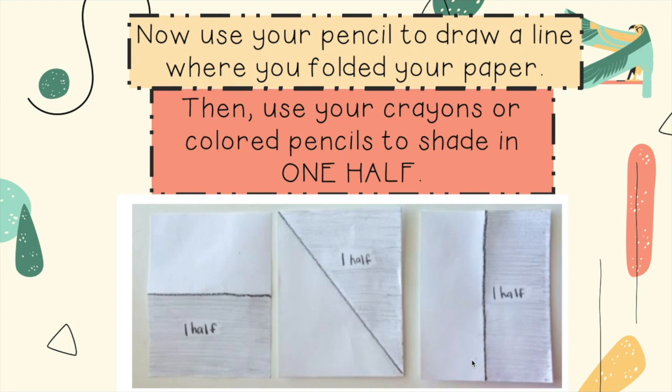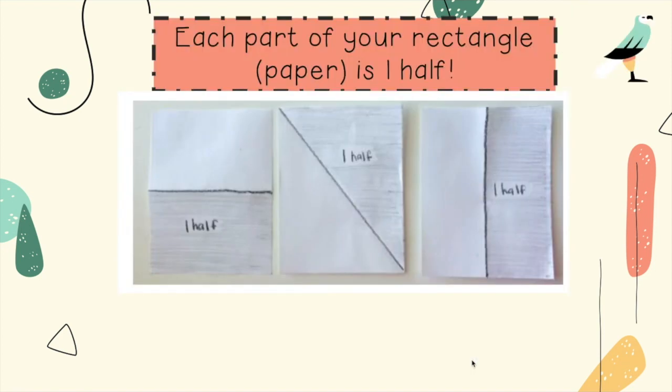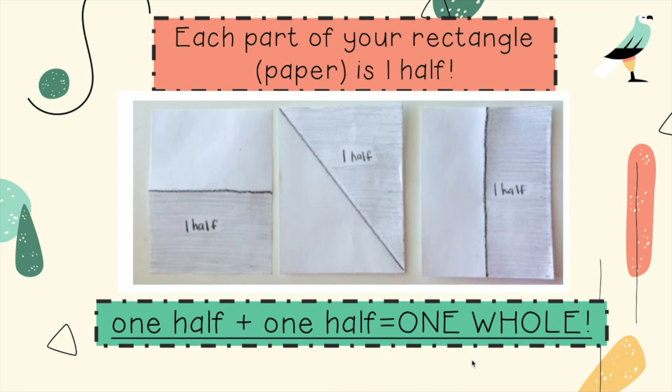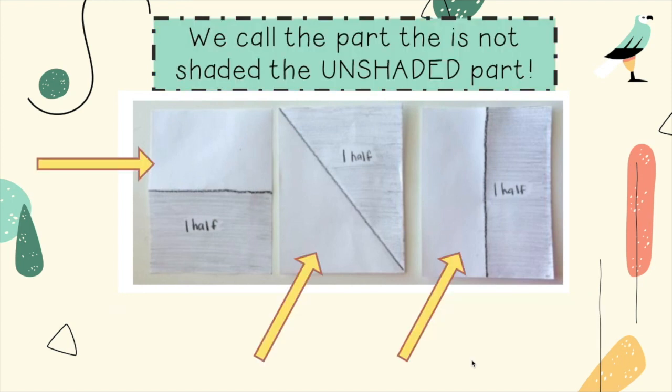Okay, so your paper, your rectangle, should be partitioned into halves. Woohoo! So now what you're going to do is you're just going to look at each part of your rectangle, and each part is 1/2. So 1/2 plus 1/2 equals 1 whole. Remember, we started with 1 whole paper, and then we partitioned or divided it into halves, which is 2 equal parts. So 1/2 plus 1/2 equals 1 whole.